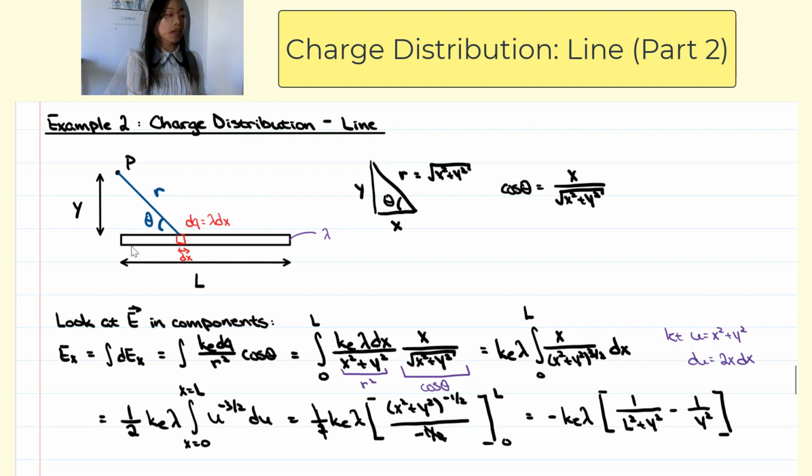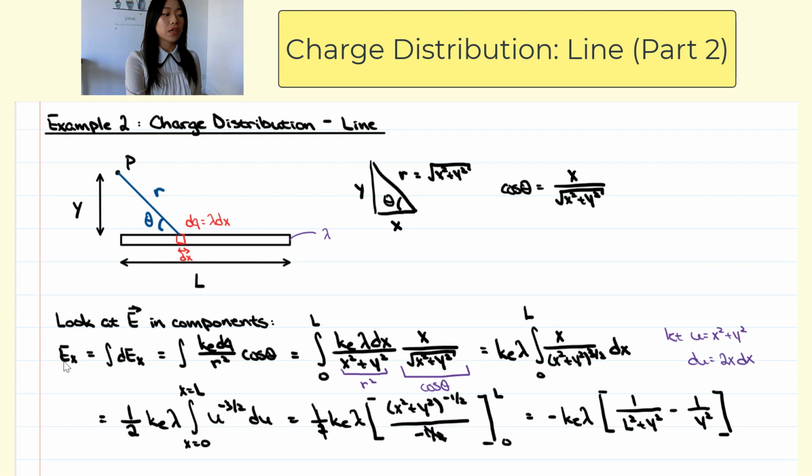A quick note: since the rod is positively charged, the electric field will be pointing away from the rod. So for this element, the electric field will be upward. For this element, the electric field will be pointing in this direction. And for this element, the electric field will be pointing in this direction. So you can see that all the x components are either 0 or negative.